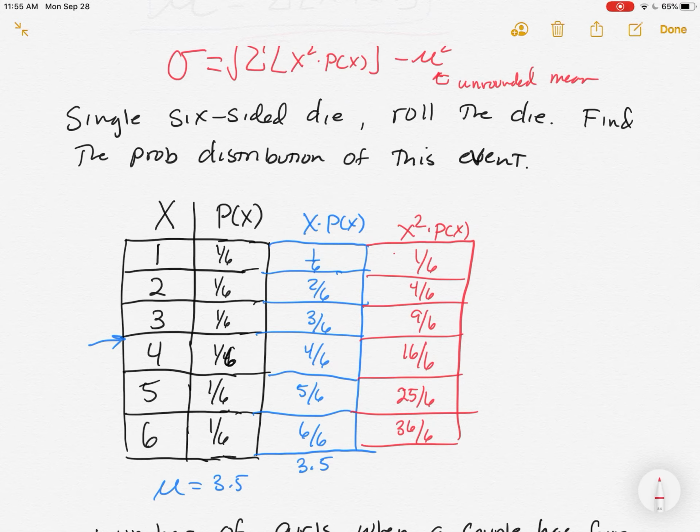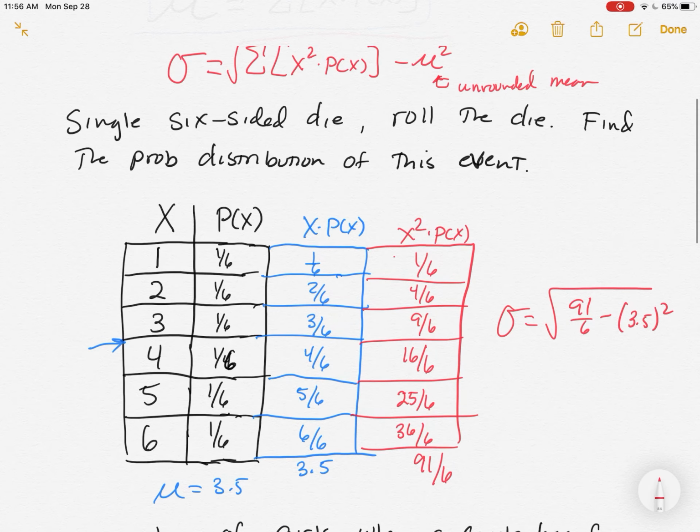Now let's add them up. 4, 5, 14, 20, 30, 55, 61, 91 over 6. I think I did that right. Let me go in with the calculator. I just wanted it so you didn't have to look down at a calculator. 91/6. So what's the standard deviation? Standard deviation is the square root of this 91/6 that we got minus the mean, which was 3.5 squared. I don't know if I did put the square on there. That's it.